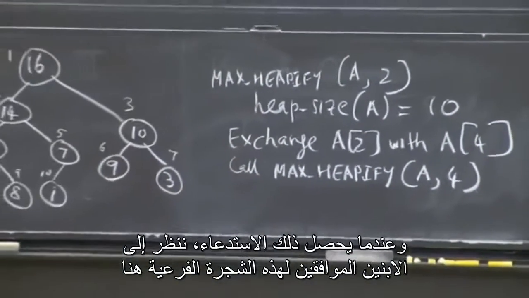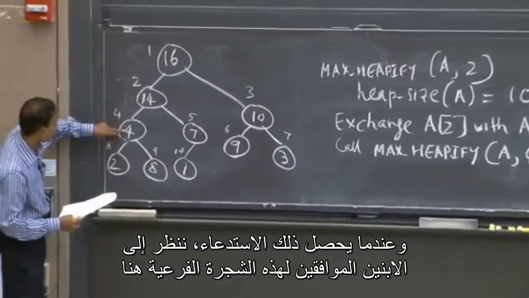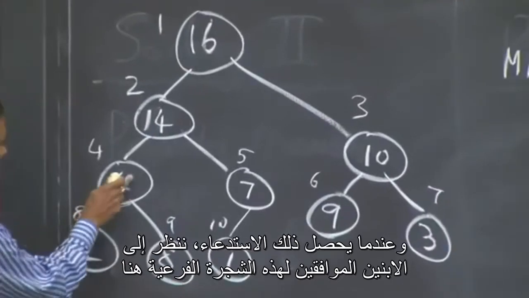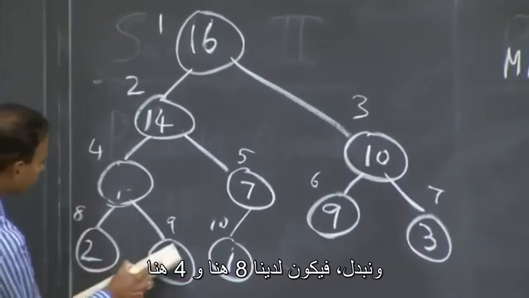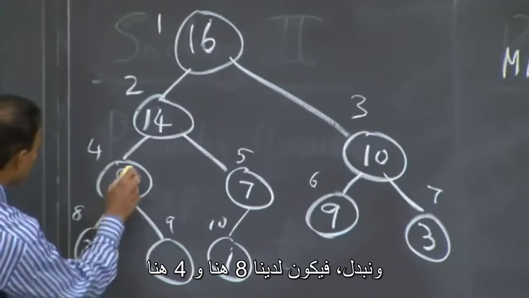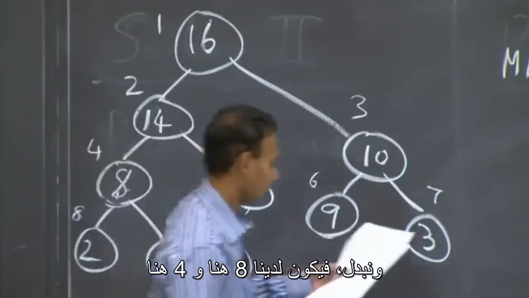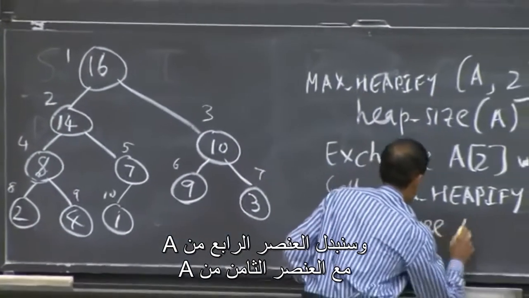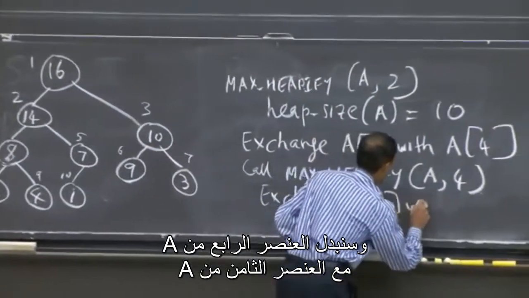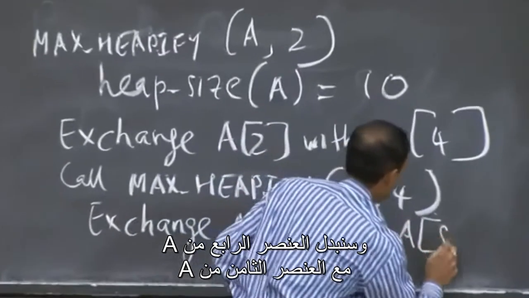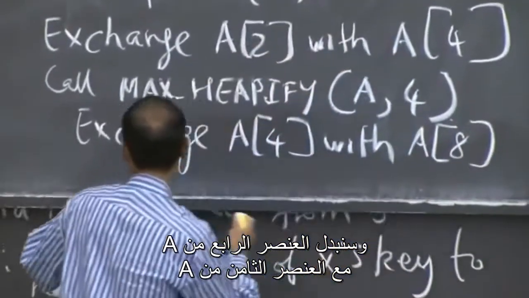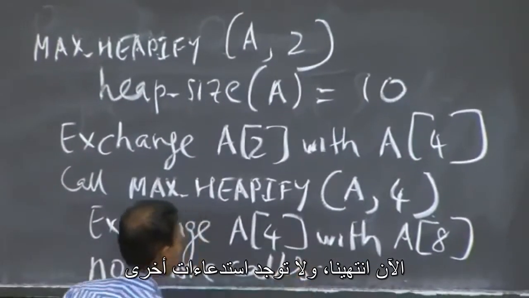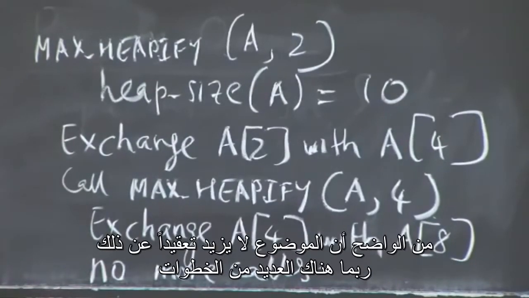When that call happens, you're going to look at the two children corresponding to this little subtree there, and you're going to do the exchange. You're going to have 8 here and 4 here. So you would exchange A4 with A8. And now you're done, so there are no more calls. All right? So fairly straightforward.